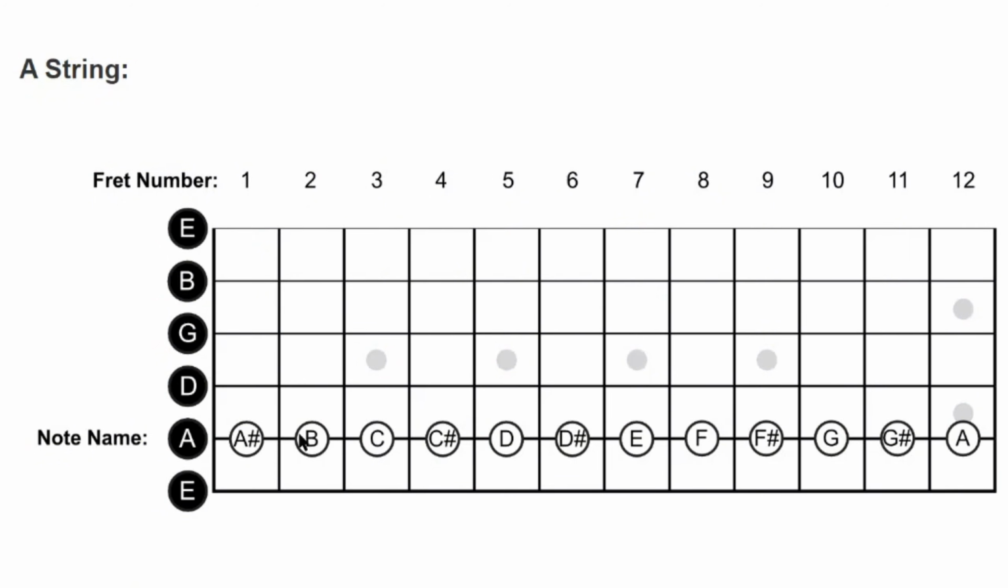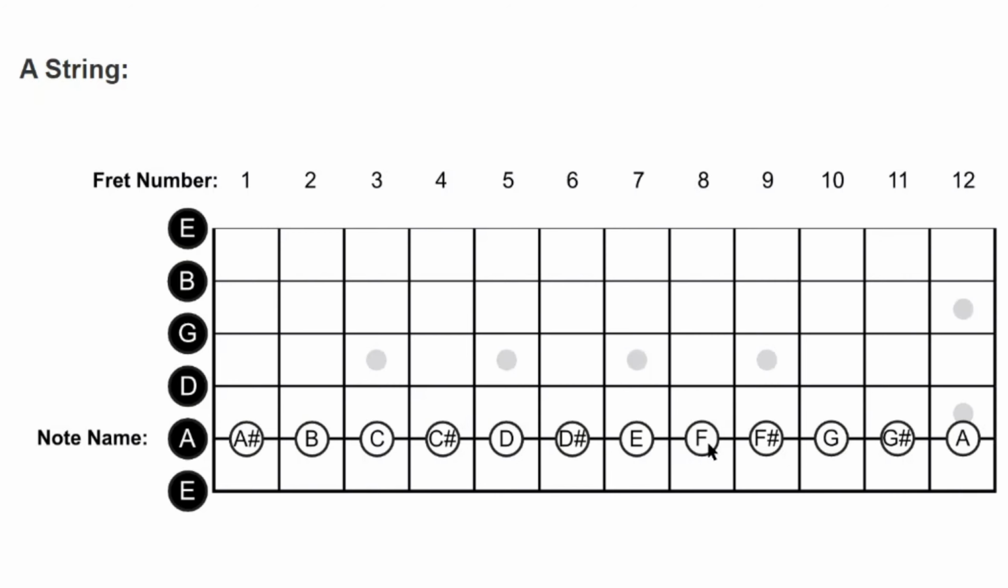Now let's look at the notes on the guitar on just one string, the A string. You'll notice that it's just the alphabet, A, B, C, D, E, F, G, but you have these letters with sharps in between them: A sharp, C sharp, D sharp, F sharp, and G sharp. But some of them don't have sharps. Between B and C there's no sharp, and between E and F there's no sharp.